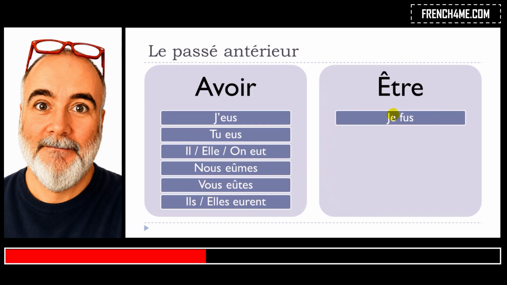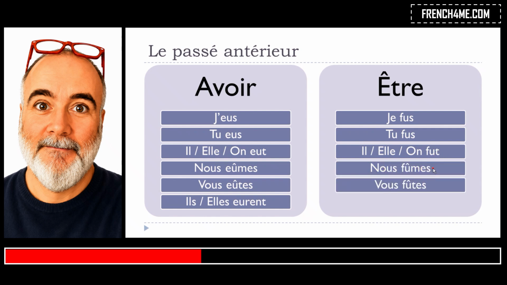Then être goes like that. Je fus, tu fus, il fut, elle fut, on fut, nous fûmes, vous fûtes, ils furent, elles furent. Okay? Je fus, tu fus, il fut, nous fûmes, vous fûtes, elles furent. Okay? So this is the first part. Remember that you get to use it when you construct this passé antérieur.